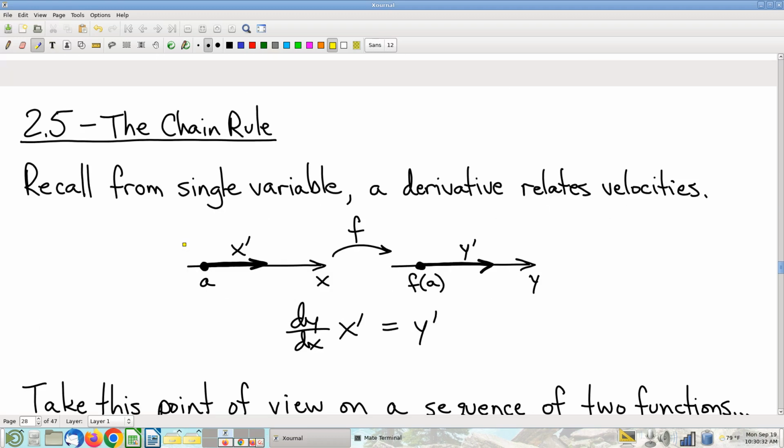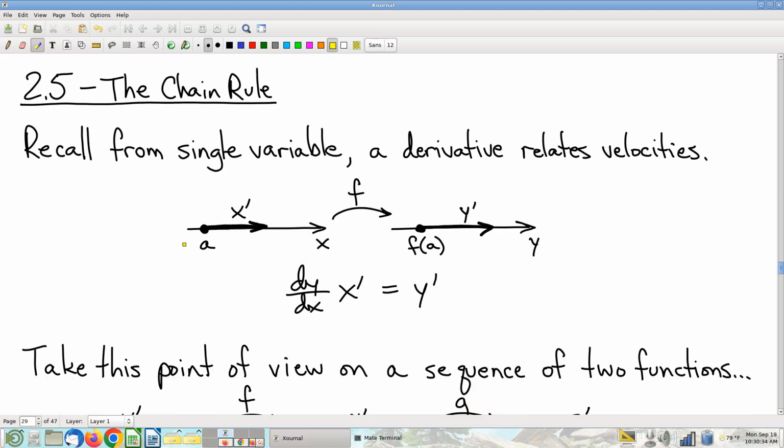Okay, so back into chapter 2. Talk about the chain rule. Y'all remember the chain rule from single variable, I'm sure. I'm going to give you a point of view on the chain rule from single variable calculus.